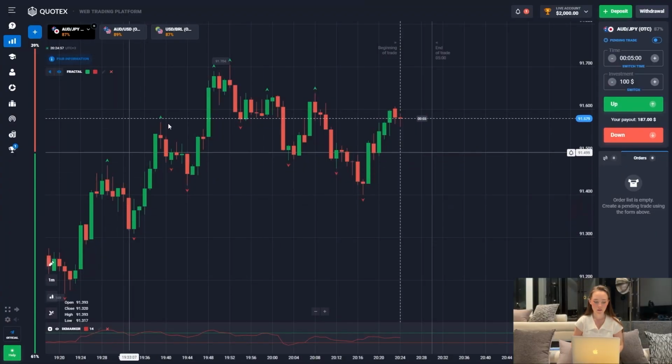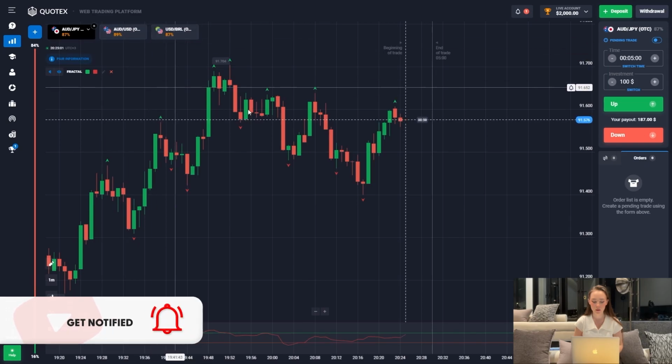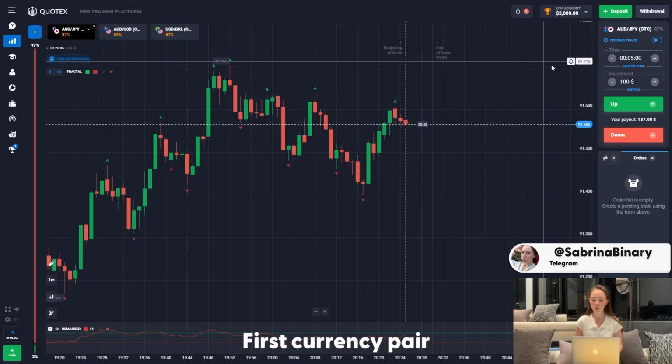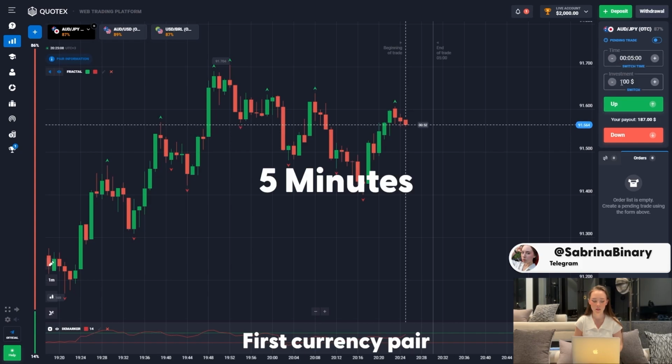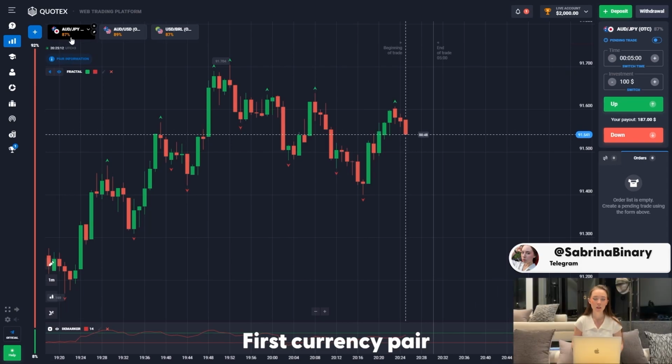I already have this website open. These are the currency pairs I picked for us today. Our starting balance for today is $2,000, the time frame of our first transaction is 5 minutes, and we will open a transaction for $100. Let's move on to our first currency pair.